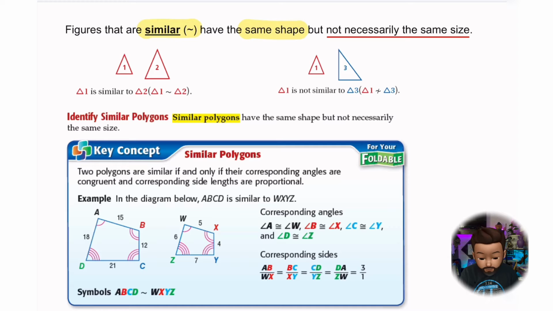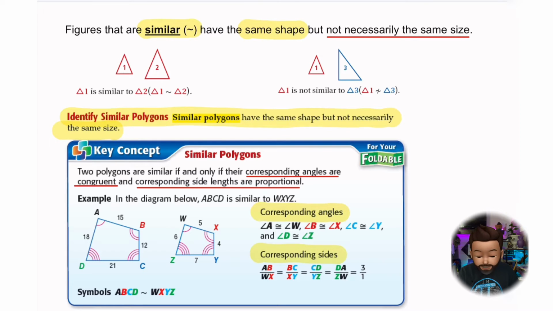Similar, with the little squiggly symbol to represent similar, means that two shapes have the same shape, not necessarily the same size. So to identify similar polygons that are the same shape, we look for corresponding parts. Corresponding angles are congruent and corresponding side lengths are proportional. The ratios of the sides are proportional.